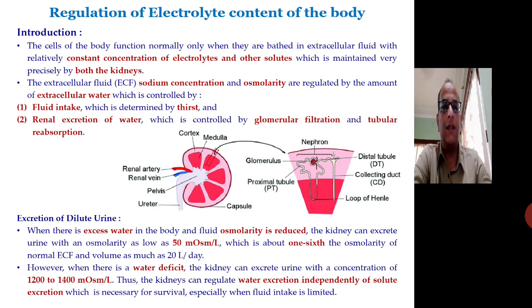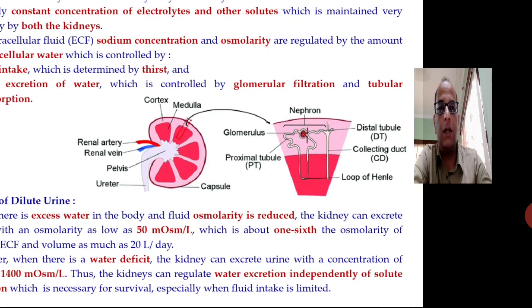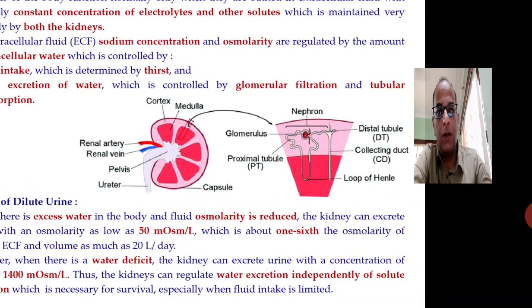As you can see, the kidney is a bean-shaped organ and it has basically two regions. The outer region is called the cortex and the inner region is called the medulla. Taking this cross section, you can see a nephron. Basically, a nephron consists of a Bowman's capsule having a glomerulus.